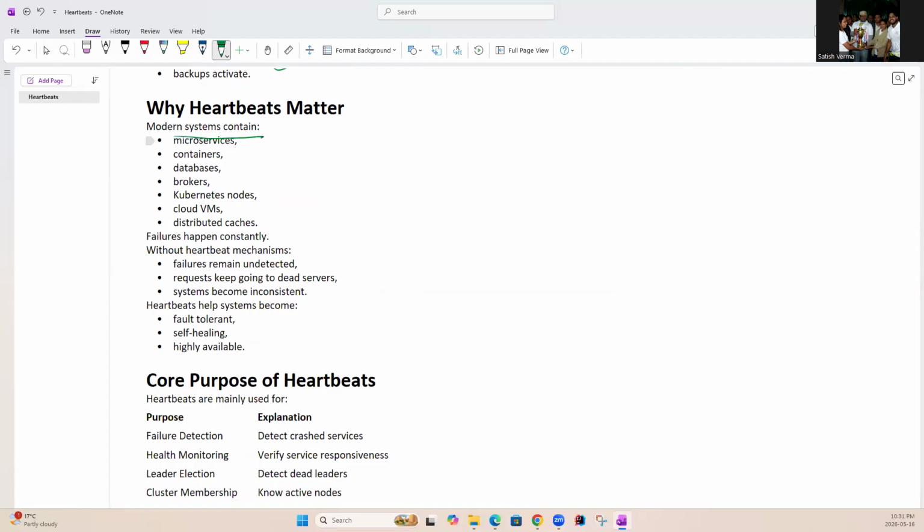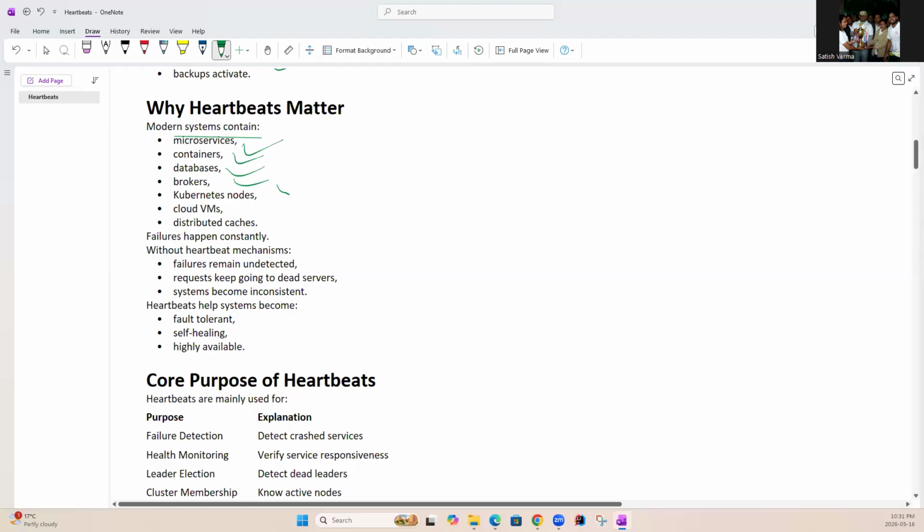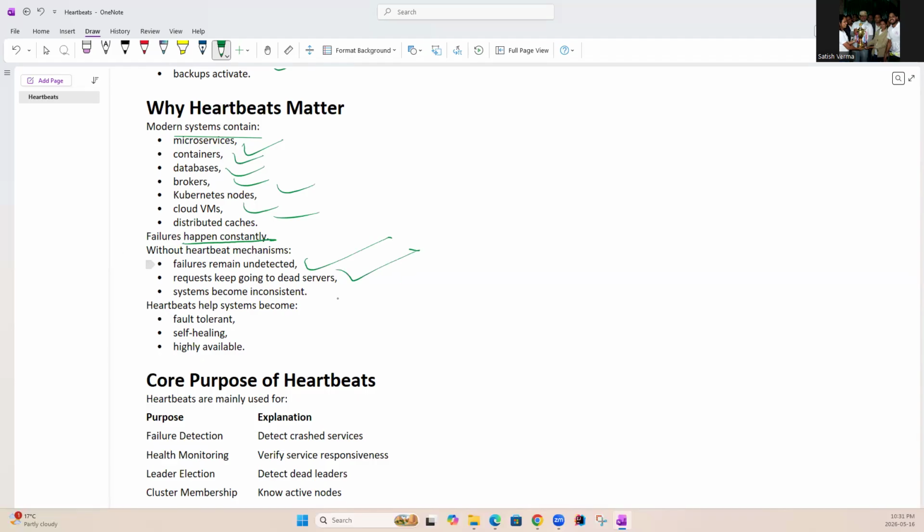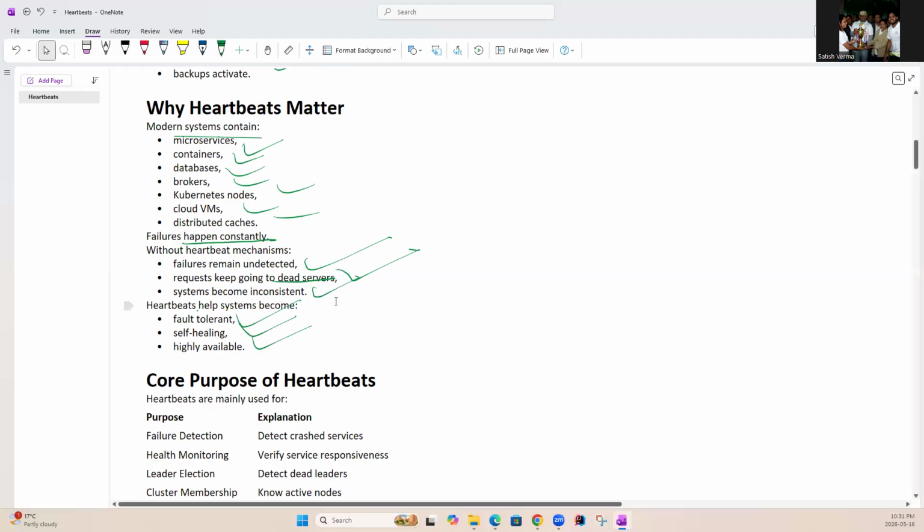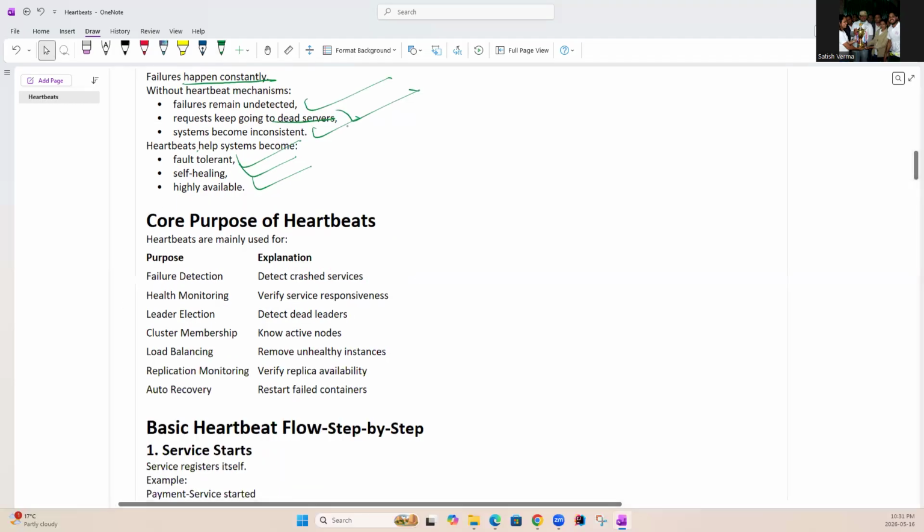Modern systems contain microservices, databases, brokers, nodes, everything, right? Failures happen constantly, and without a heartbeat mechanism, failures remain undetected. Requests keep going to that server, meaning money wasted, time wasted. The system becomes inconsistent. Heartbeat helps make the system fault tolerant, self-healing, and highly available. We already discussed the purpose of heartbeat, but here it is in more detail: failure detection, health monitoring, leader election.